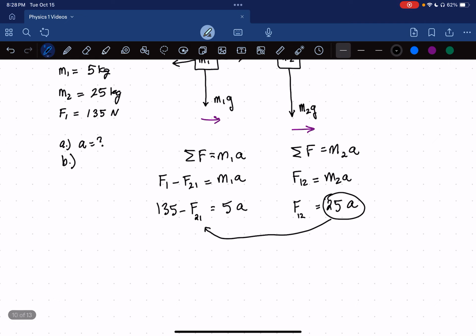This is not something you need to show me. It might be good for your notes so that you can remember what we did here, but it's not something that we need to see on a quiz, on a test, or any of that. So I'm going to say 135 minus 25a equals 5a. Let's put a on one side of the equation. I think that's plus 25, plus 5, that's 30a. And so we just divide by 30.